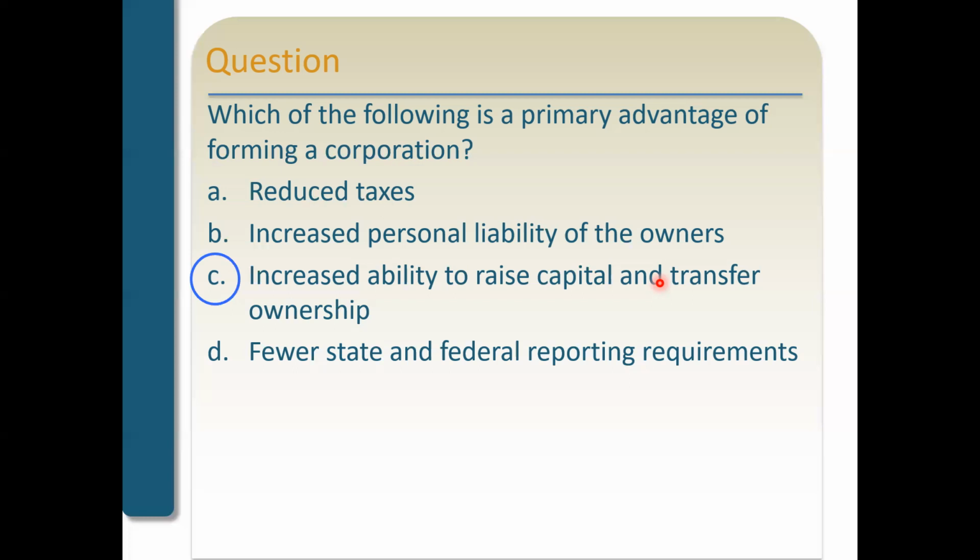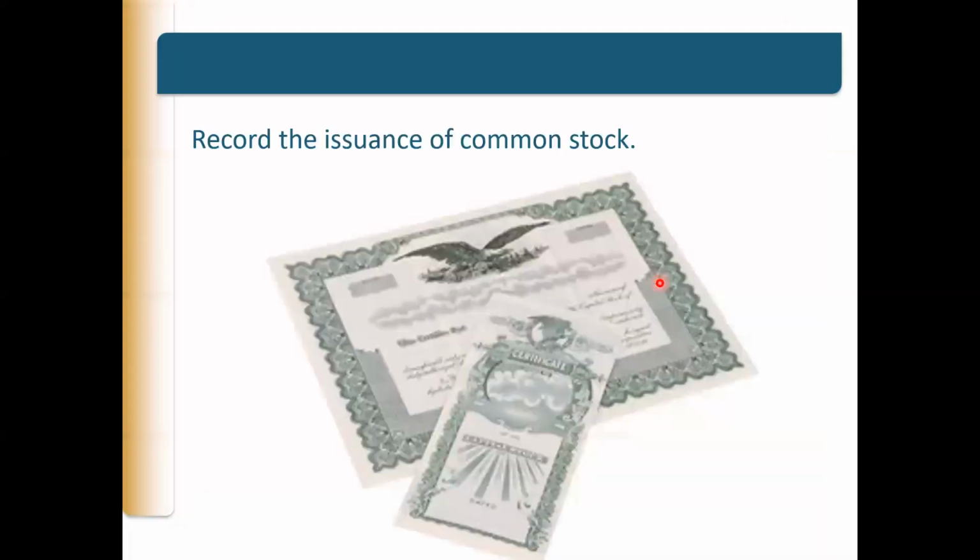You see here, the answer is C, the increased ability to raise capital and transfer ownership. It's not reduced taxes, it's greater taxes. It's not increased personal liability, it's decreased personal liability of the owners. And there's more state and federal reporting requirements.